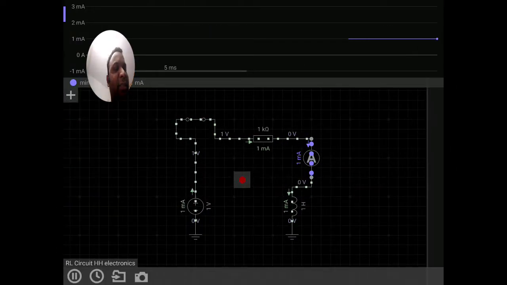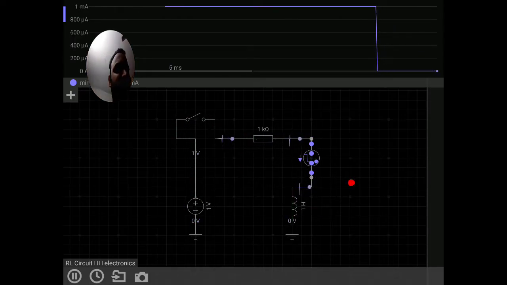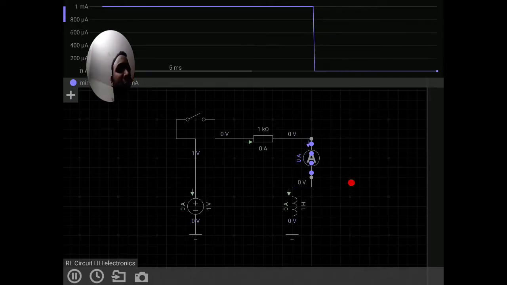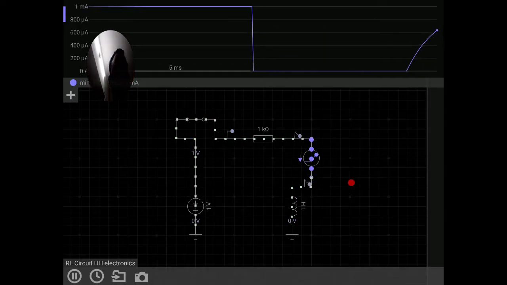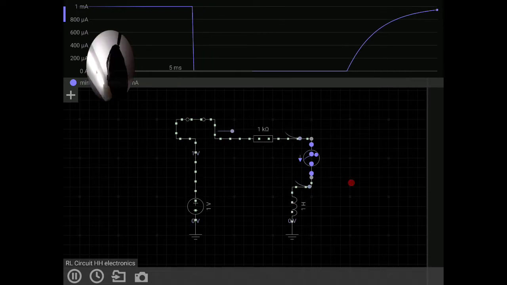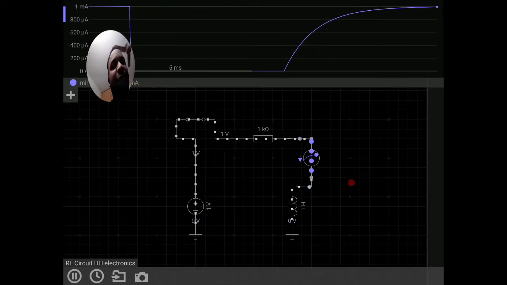This is RC time constant, RL time constant. If you open the switch, it falls down, and then when you close the switch, it rises exponentially as e to the power minus R by L T.